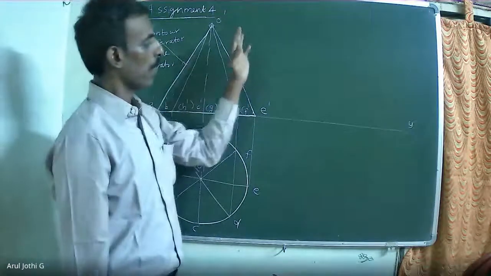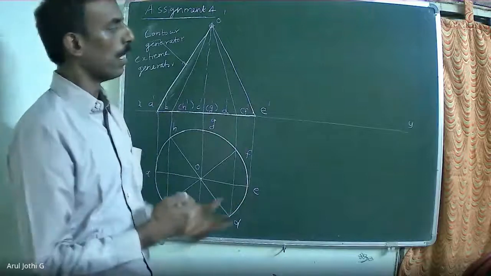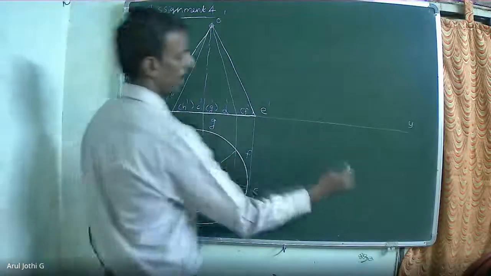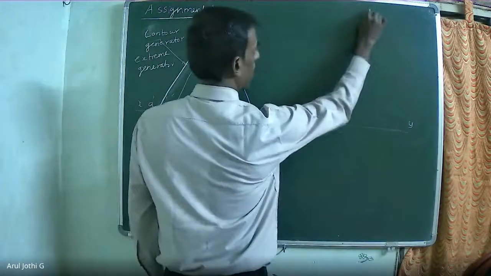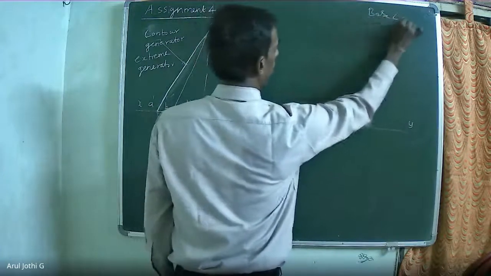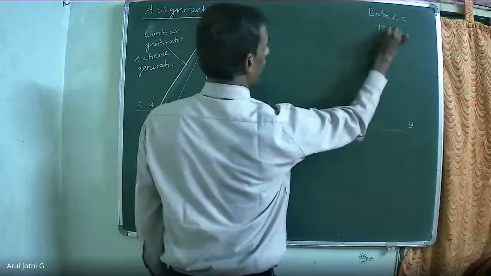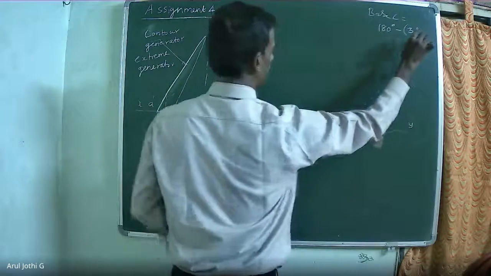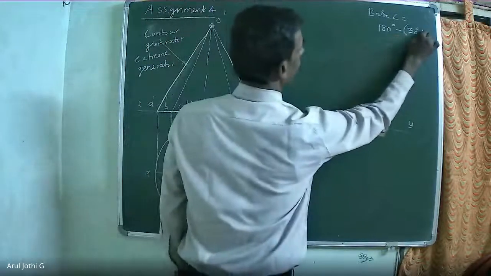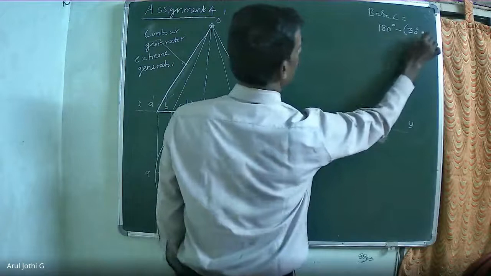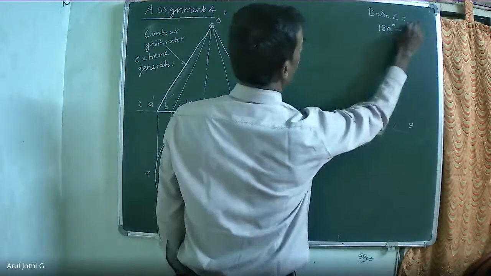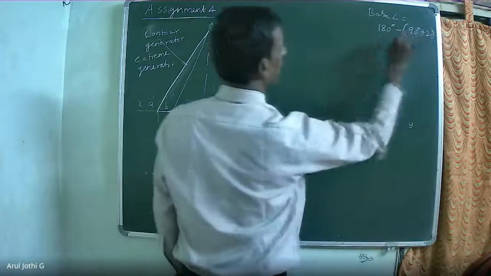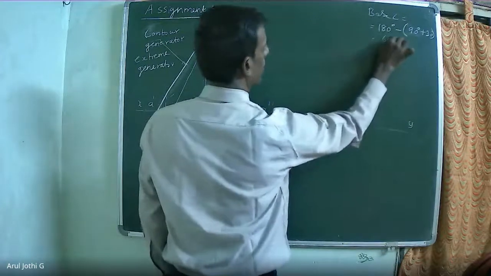In the second diagram, we are going to rotate the front view to the required axis inclination, given as 30 degrees. How to rotate this front view? You have to find the base inclination. How to find the base inclination? 180 minus the axis inclination of 30 degrees, minus the remaining angle 90, gives the base inclination. So the base inclination will be 60 degrees.